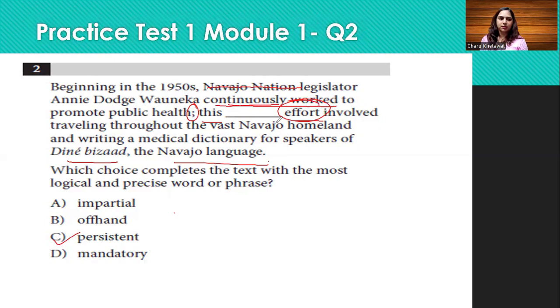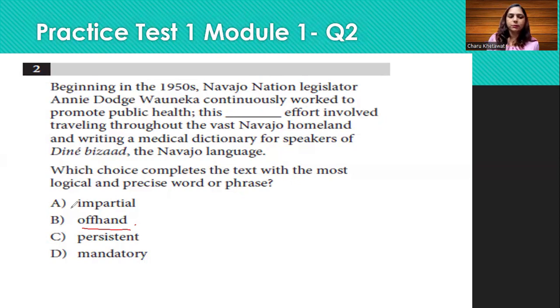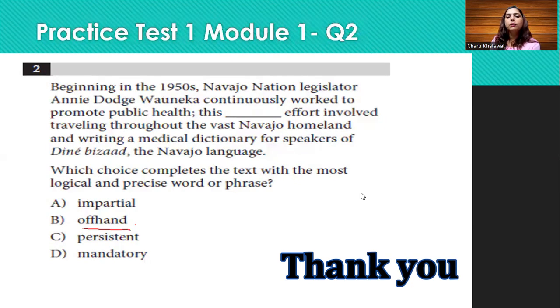That means persistent. Now, let's plug in. Beginning in 1950, Navajo Nation legislator Annie continuously worked to promote public health. This persistent effort involved traveling throughout the vast Navajo homeland and writing a medical dictionary for the speakers of the Navajo language. Perfect. Makes sense. Offhand is casual. So we don't have any hint for this, nor impartial, nor mandatory. So I hope this session would be helpful for you to solve vocab in context questions.